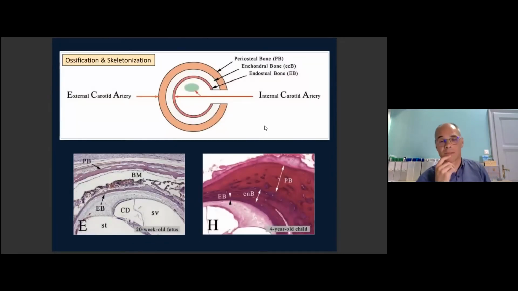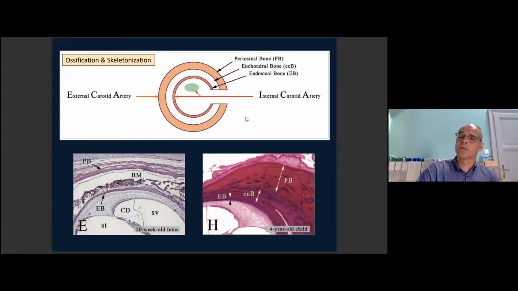How can you skeletonize? I would like to explain a few things about the development and the normal structure of the otic capsule. This is a bony shell around the membranous labyrinth. This is a schematic drawing of the otic capsule. The otic capsule has three layers: an inner layer, a middle, and an outer layer.